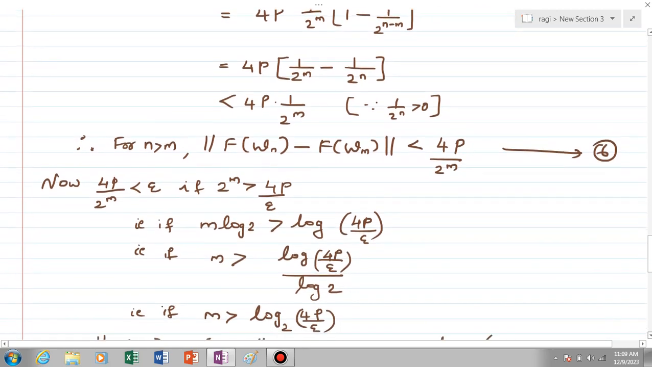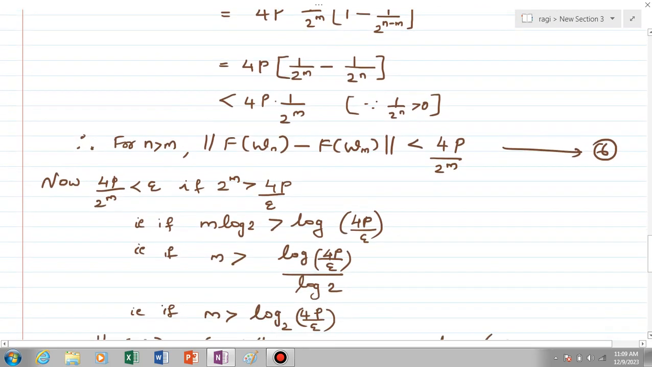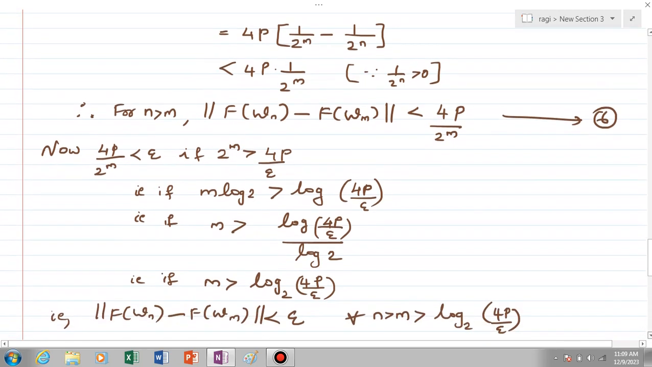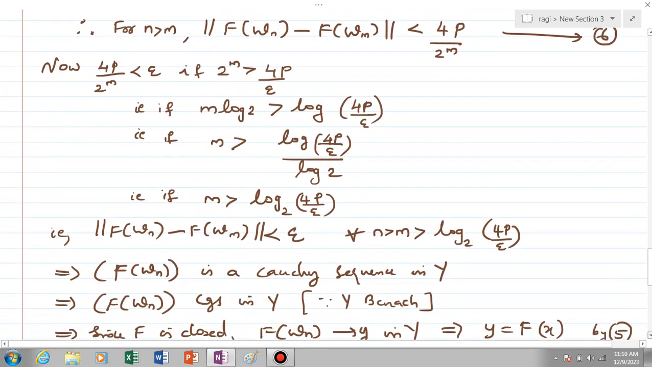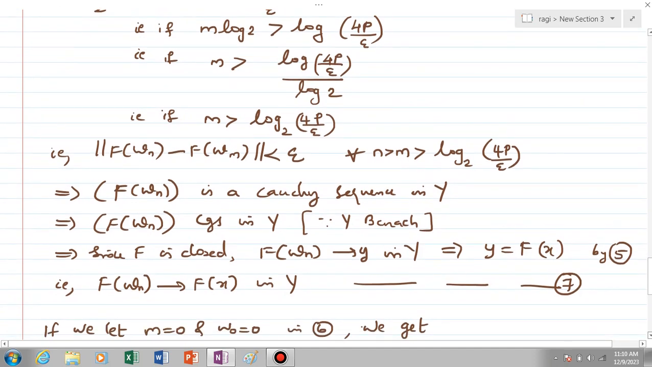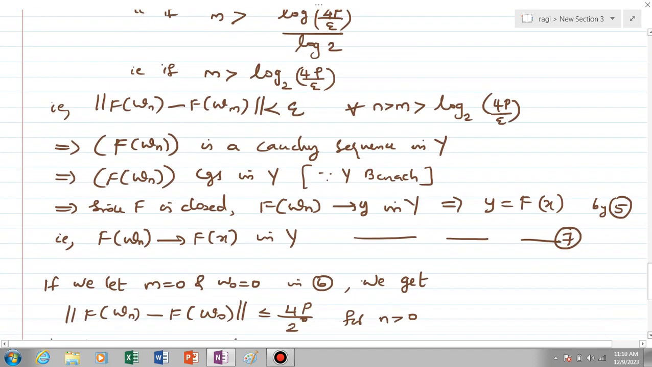Now we check when this quantity 4p by 2 raised to m is less than epsilon. We conclude that this happens only if m is greater than log of 4p by epsilon to the base 2. So we conclude that norm of F of Wn minus F of Wm is less than epsilon for all n greater than m, which is greater than log of 4p by epsilon to the base 2. This means that the sequence F of Wn is a Cauchy sequence in Y, and Y is a Banach space, and so this sequence converges in Y.